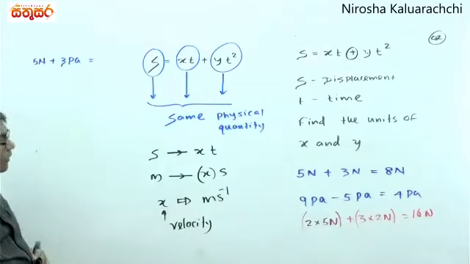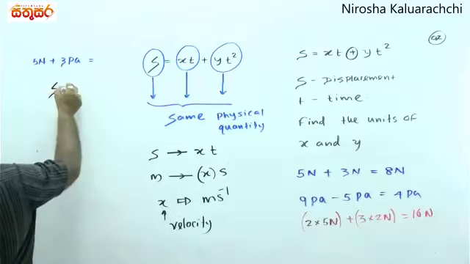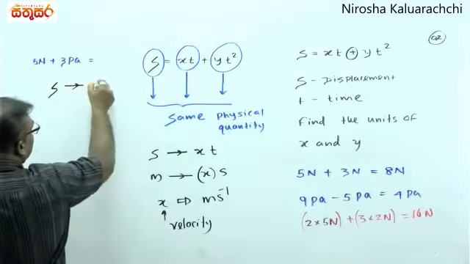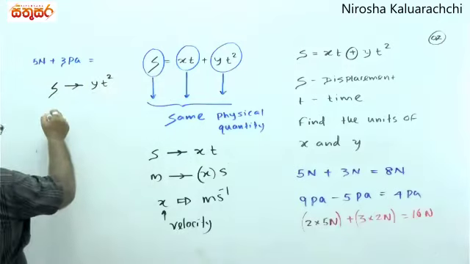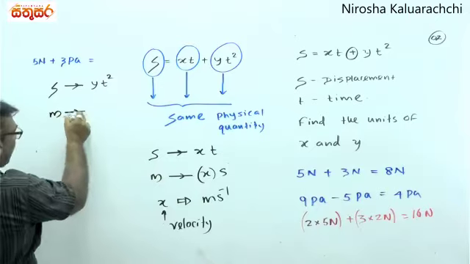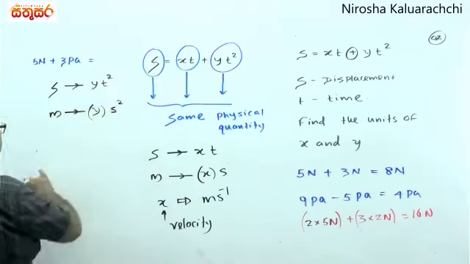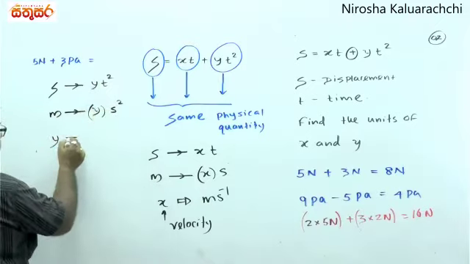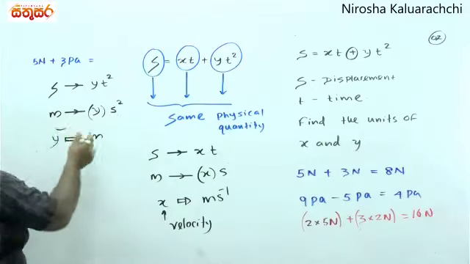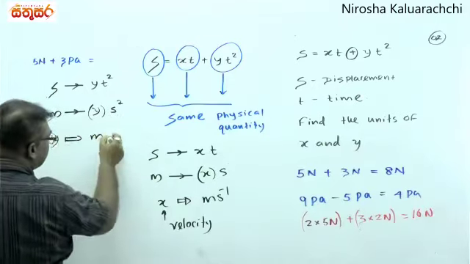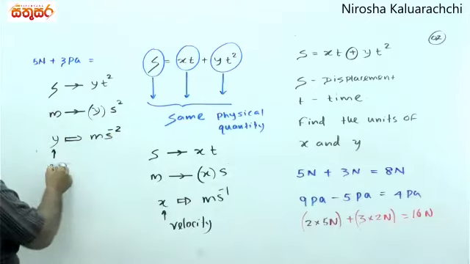Right. As well, you can say S is similar to the physical quantity represented by y t squared. So S is in meters, y is to be found, t is in seconds squared. Y becomes m, s comes down, goes up, right? So the final answer is m s^-2. So this one represents acceleration.